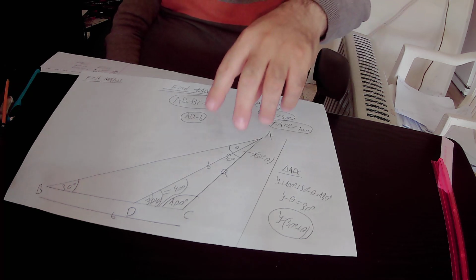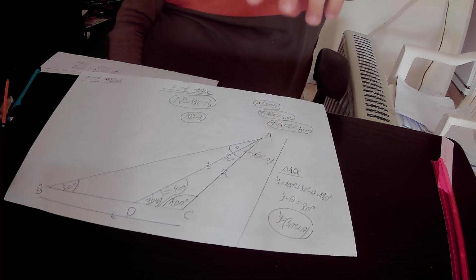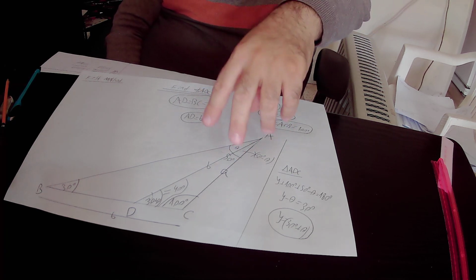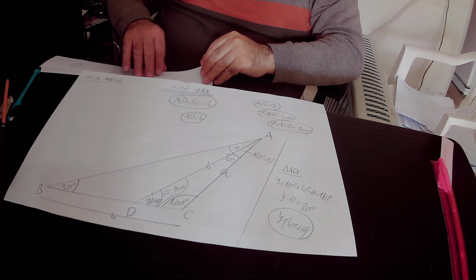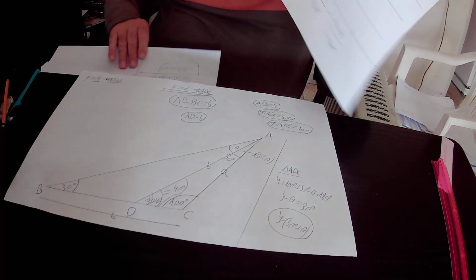Then I copied triangle ADC in a new page, and we implemented the law of sines in this triangle ADC. This is triangle ADC.